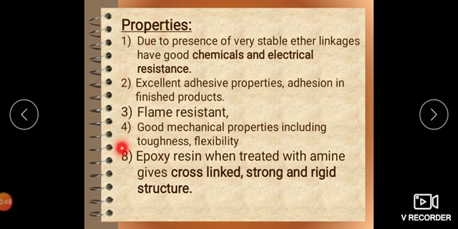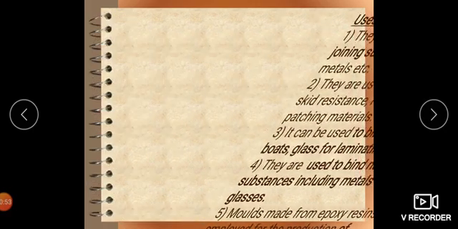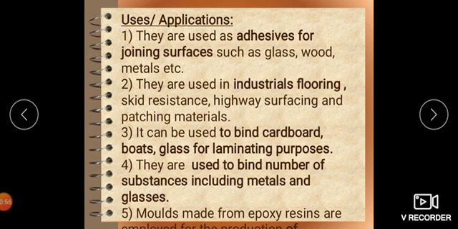On the basis of these properties, epoxy resins can be used for different purposes. They are used as an adhesive for joining surfaces such as glass, wood, metals, etc., because of the adhesive property, as I said. Also, they are used in industrial flooring, skid resistance, highway surfacing and packaging materials.